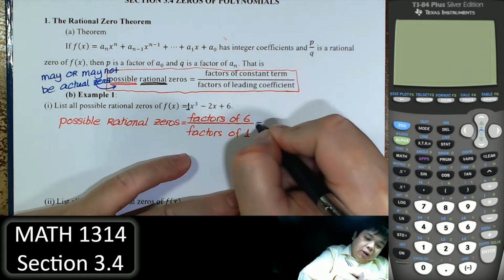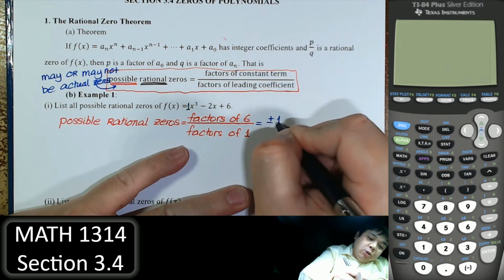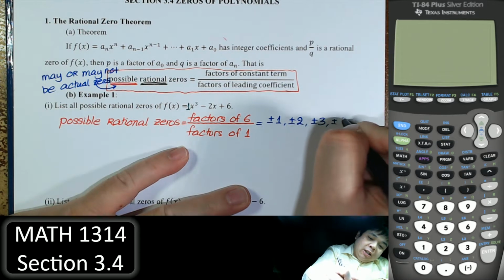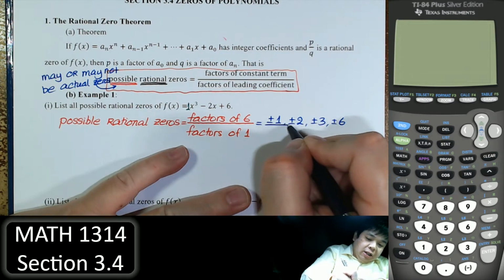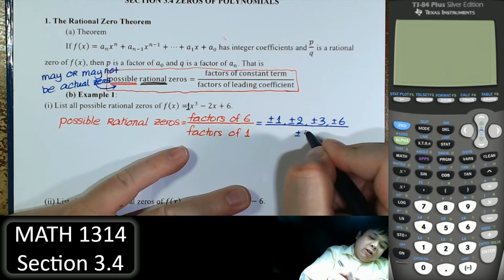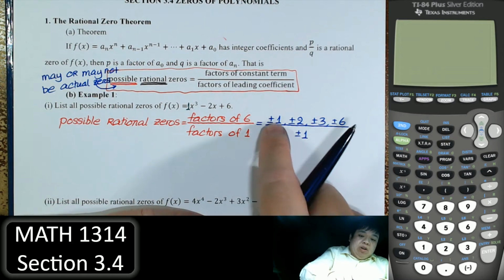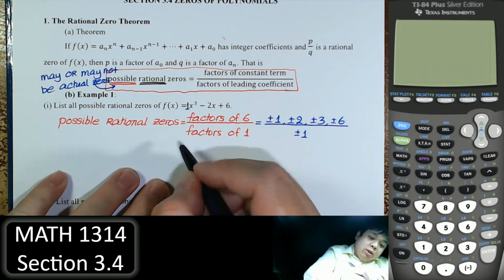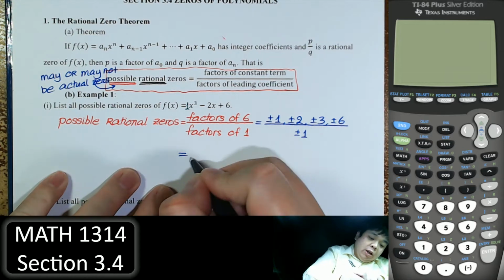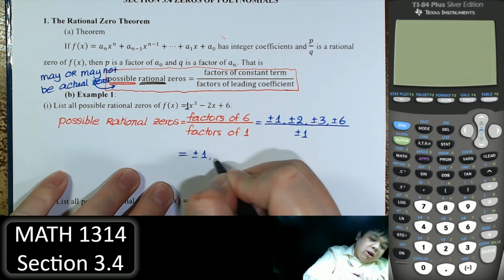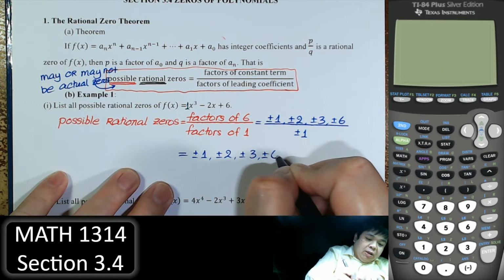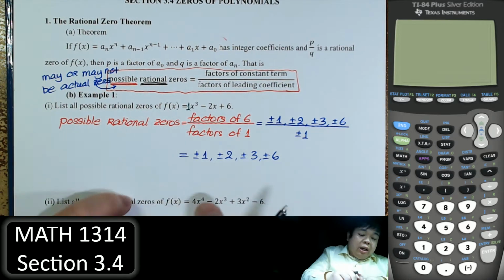Now, the factors of 6 are plus or minus 1, 2, 3, and 6. Those are the numbers that are factors of 6. Factors of 1 are just plus or minus 1. If we divide by 1, each number will be itself. So the possible rational zeros will be plus or minus 1, plus or minus 2, plus or minus 3, plus or minus 6. If the solution is rational, it must be one of these.